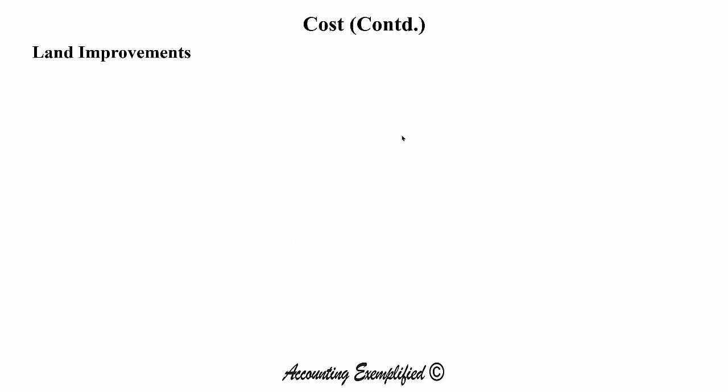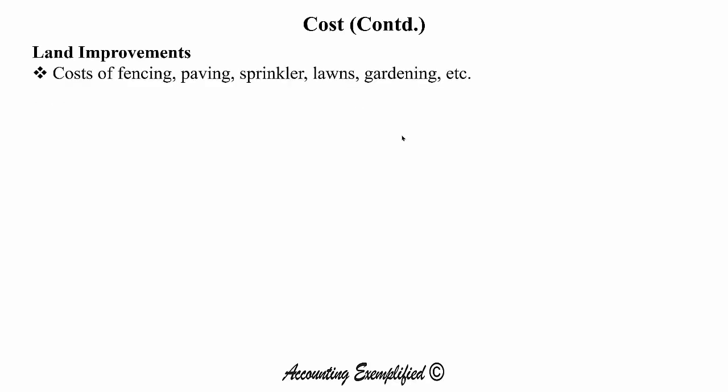Now, if it's land improvements, these are the improvements made above the land, such as fencing, paving, sprinkling, lawn, gardens, etc. And these costs do depreciate. The land improvements is a separate asset account from the land.